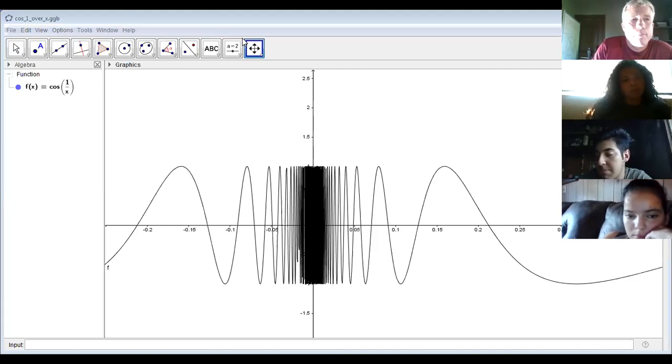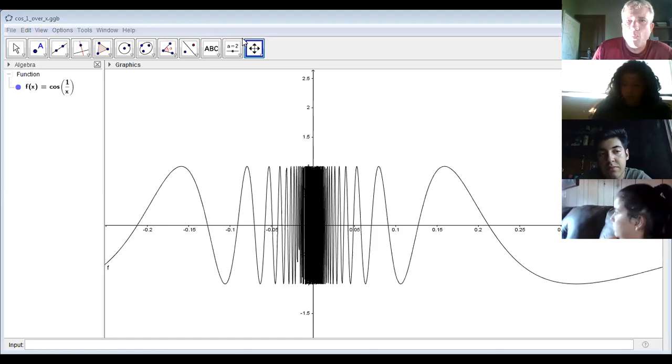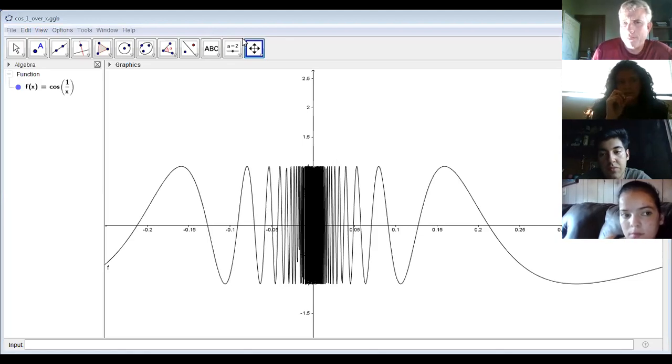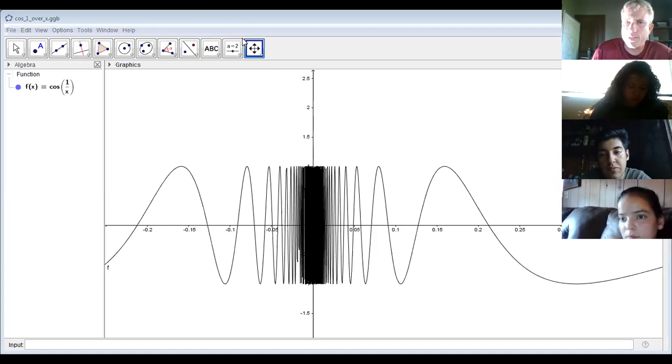And the key is to think about what's going into the cosine function right here. There's an input going into the cosine function: the function 1 over x is going into it. So we'll call it g of x equals 1 over x. And what does the graph of 1 over x look like? The graph of 1 over x is undefined at x equals 0, so the y-axis is an asymptote, and the graph looks like this. Goes up to infinity here, and goes down to infinity here.